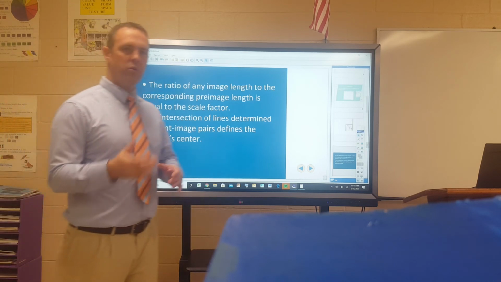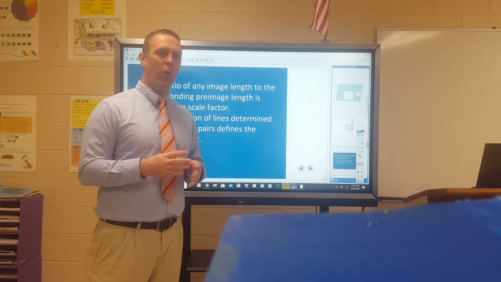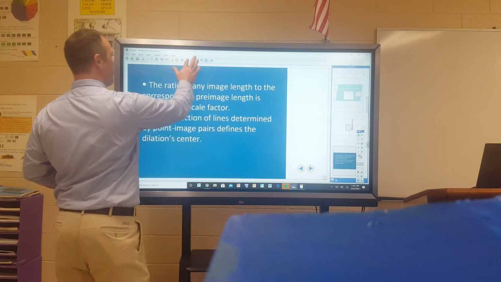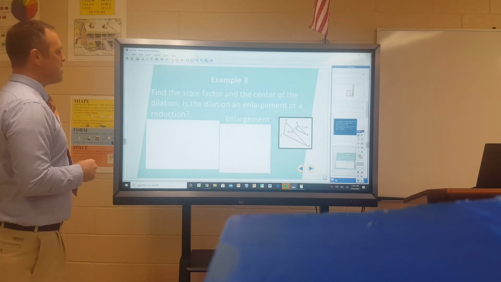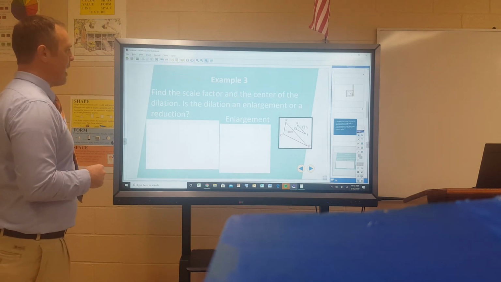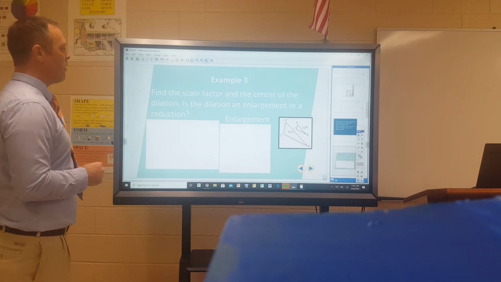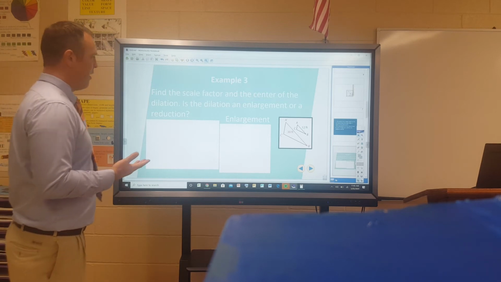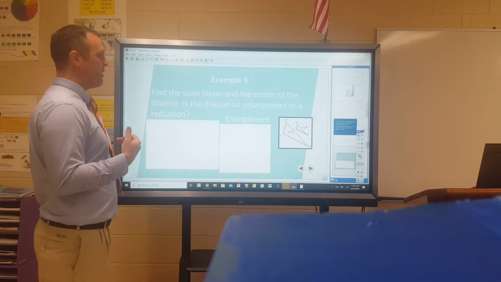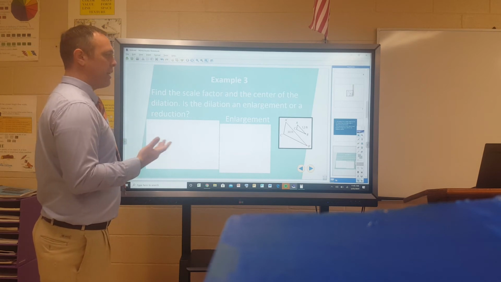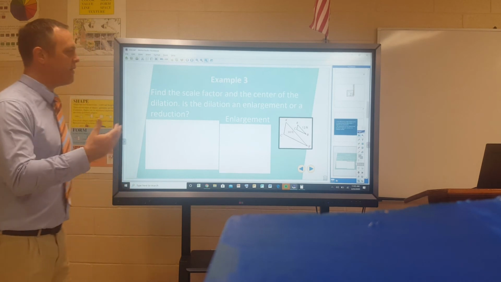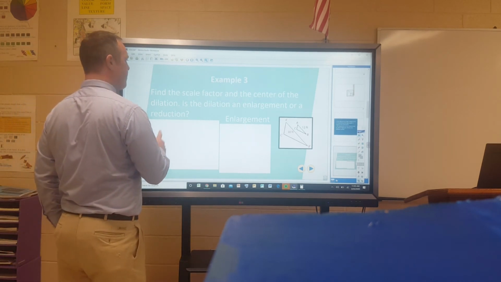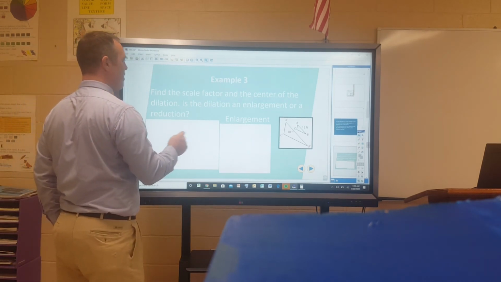So we're going to work our way backwards, and find out where the center was, where the point was, given the following example. Find the scale factor and the center of the dilation. Is the dilation an enlargement or a reduction? I actually already have that on here. That's just talking about whether it is getting smaller or larger. We see our original one here. This one is getting larger. It's an enlargement.